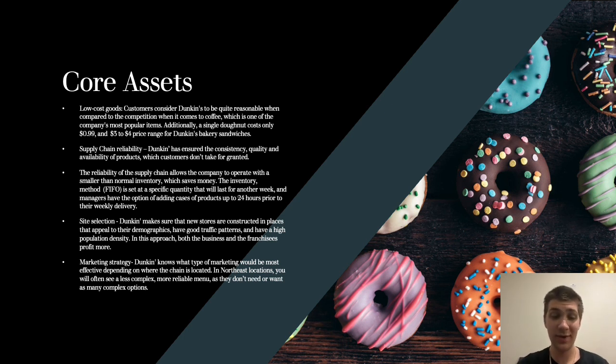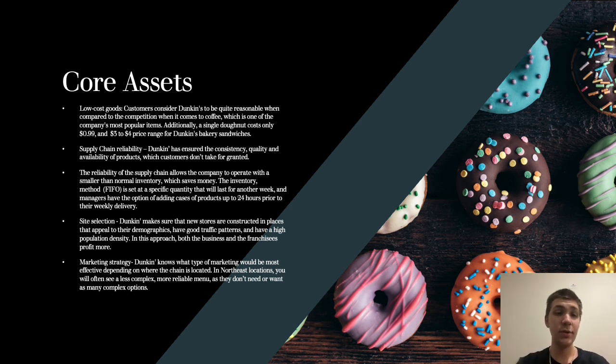Supply chain reliability. Dunkin' has ensured the consistency, quality, and availability of products which customers do not take for granted. The reliability of the supply chain allows the company to operate with a smaller than normal inventory, which saves money. The inventory method, which is first in, first out, is a set specific quantity that is made to last for a week, and managers have the option of adding cases of products up to 24 hours prior to their weekly delivery in case they want an excess of one item.